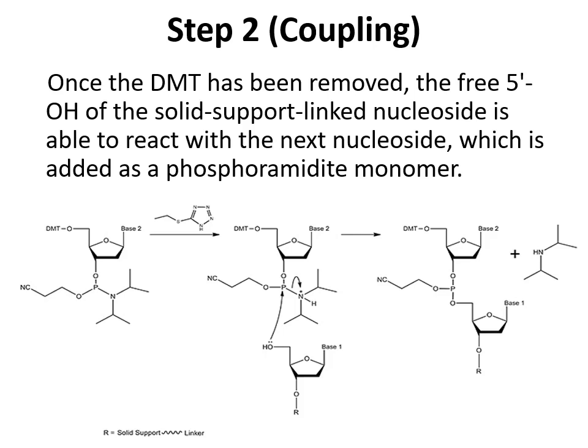The diisopropylamino group of the incoming phosphoramidite is activated, or protonated, with the help of the acidic catalyst ETT. Here you can see on the arrow the structure of ETT, which is 5-ethylthio-1H-tetrazole. So you can see clearly the catalyst in the reaction, and this activates the phosphoramidite. You can see that the product contains a dinucleoside with a phosphite triester linkage and a free diisopropylamino group.